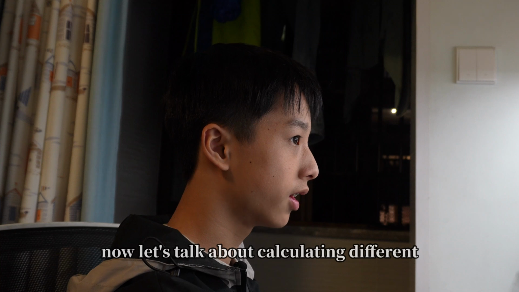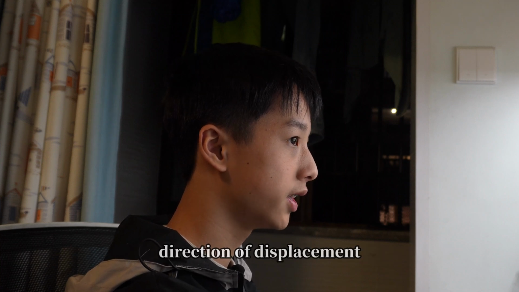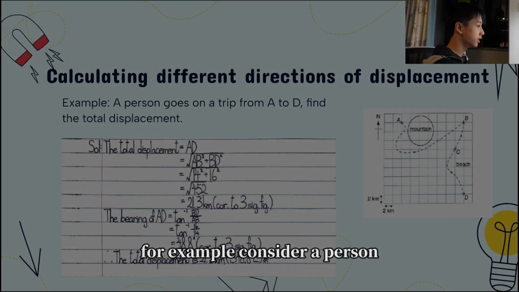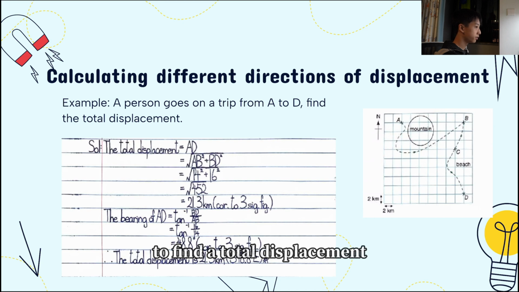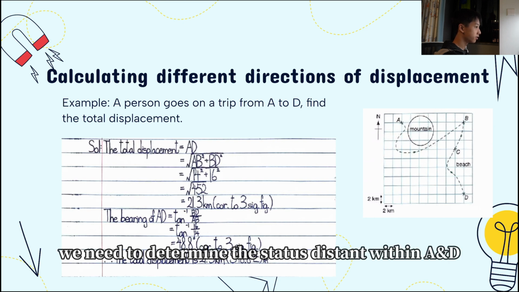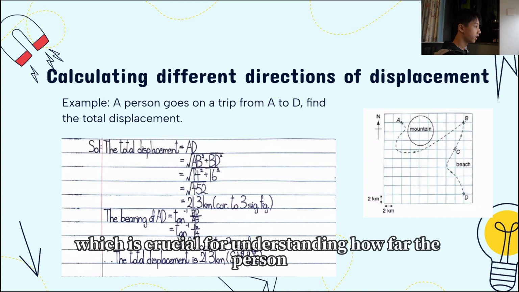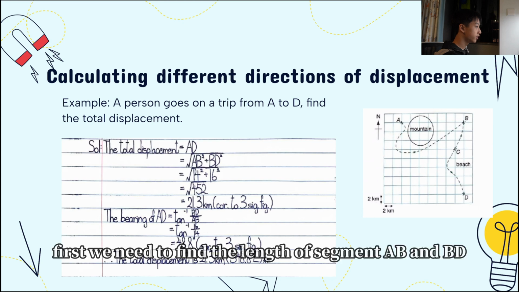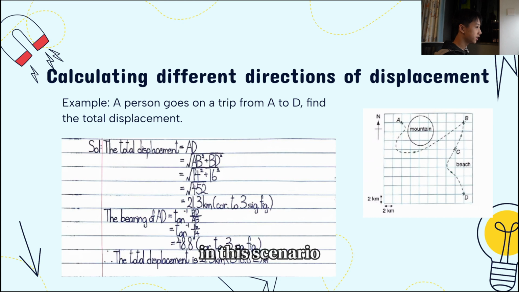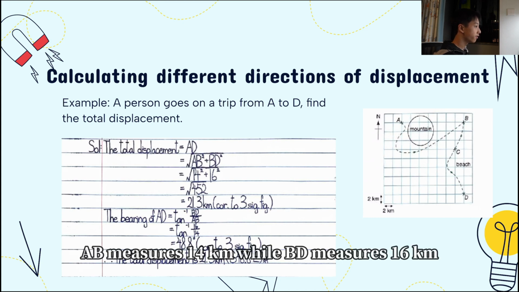Now let us talk about calculating different directions of displacement. For example, consider a person going on a trip from point A to point D. To find the total displacement, we need to determine the shortest distance between A and D, which is crucial for understanding how far the person has moved from their starting point. First, we need to find the lengths of segments AB and BD. In this scenario, AB measures 14 kilometers, while BD measures 16 kilometers.